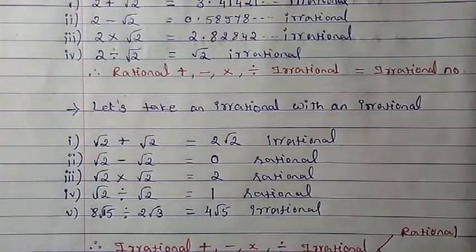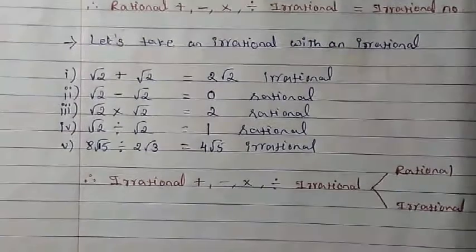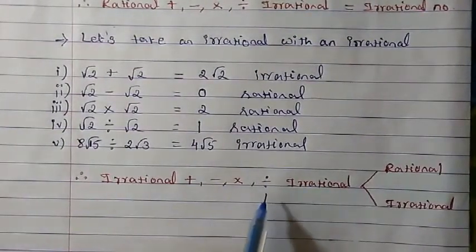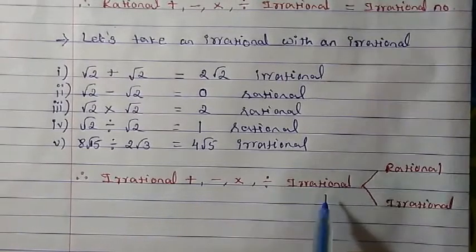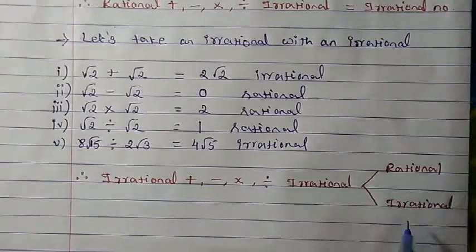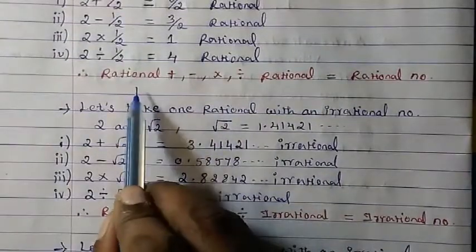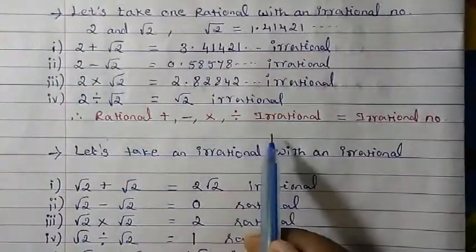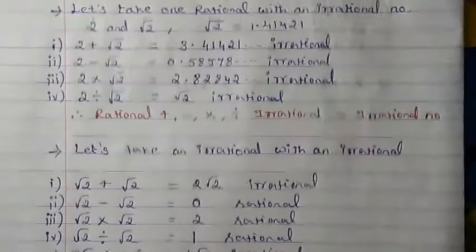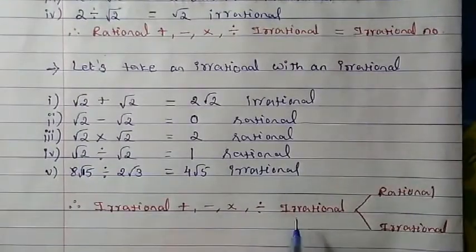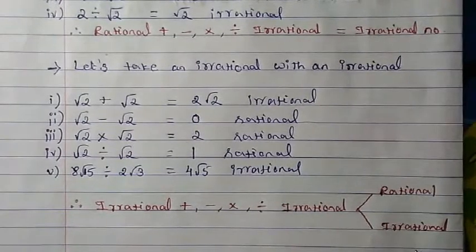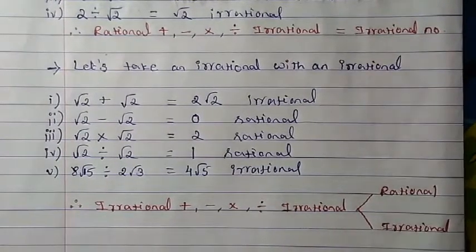So what do we conclude with this? We conclude that when you add or subtract, multiply or divide an irrational with an irrational, we get rational or irrational. So the summary of it, all that you have to remember is: a rational with rational, you will get rational. A rational with irrational, you will get irrational, and irrational with irrational, you will get either rational or irrational. This is what you have to remember. That's it. Thank you. God bless you.